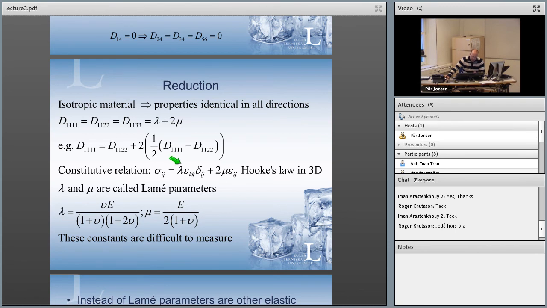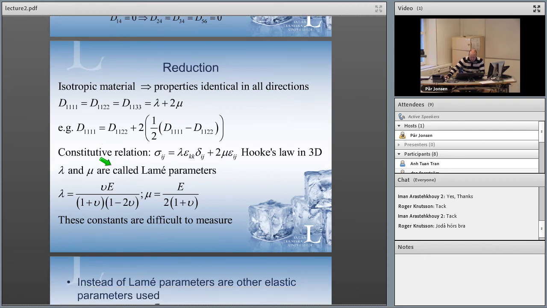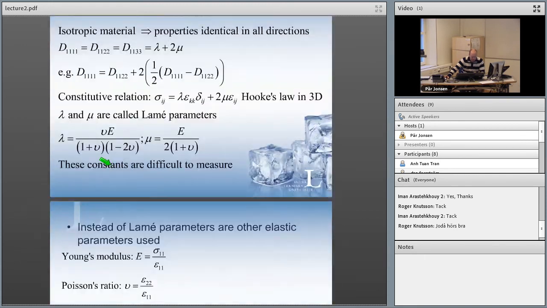And this is a very important constitutive relation. And you have this lambda and mu, which are called the Lamé parameters, which are related to the elastic variables. This is the Poisson ratio, this is the Young's modulus, and you can build up a relation for these Lamé parameters. But it's very difficult to measure these parameters from an experiment. So you need to have other relations.